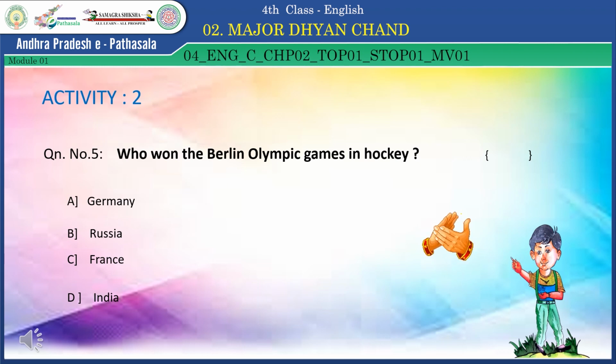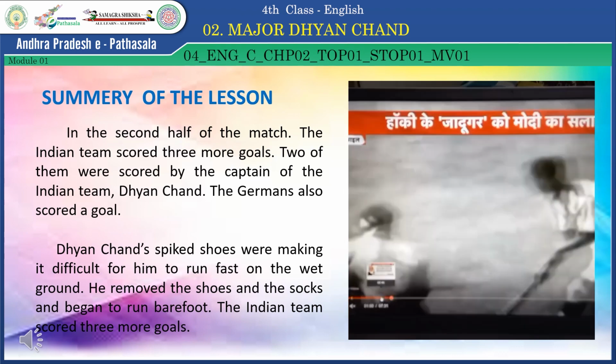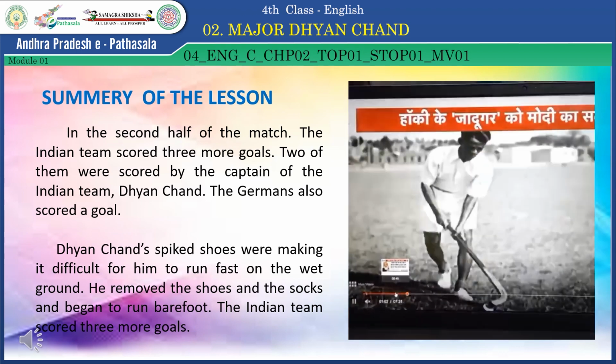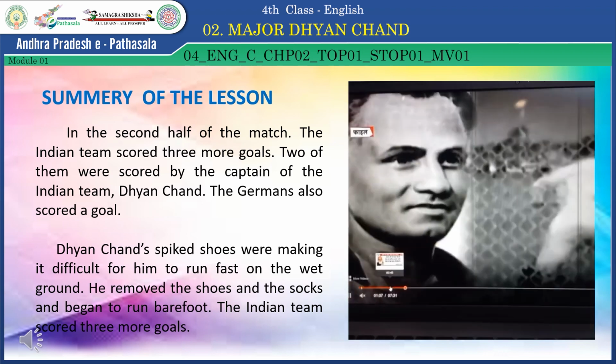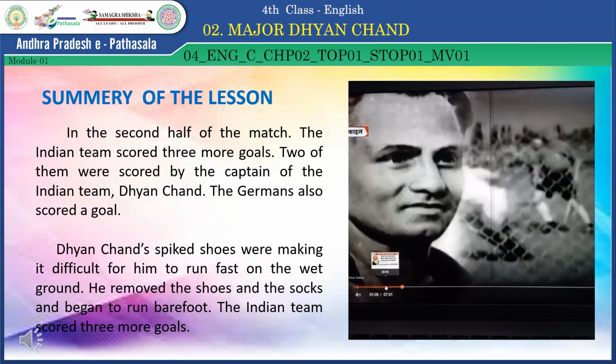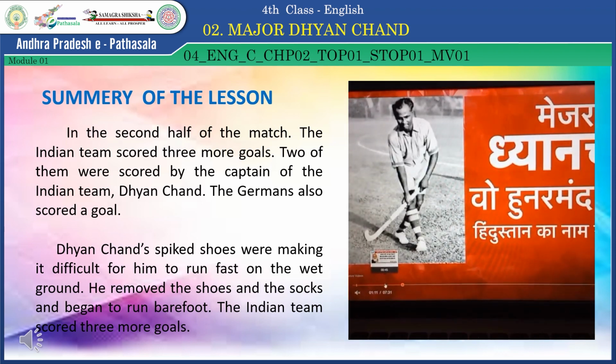In the second half of the match, the Indian team scored 3 more goals. 2 of them were scored by the captain of the Indian team, Dhyan. The Germans also scored a goal. Dhyan's spiked shoes were making it difficult for him to run fast on the wet ground. He removed the shoes and the socks and began to run barefoot. The Indian team scored 3 more goals.